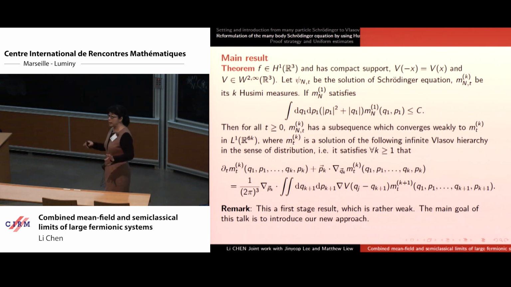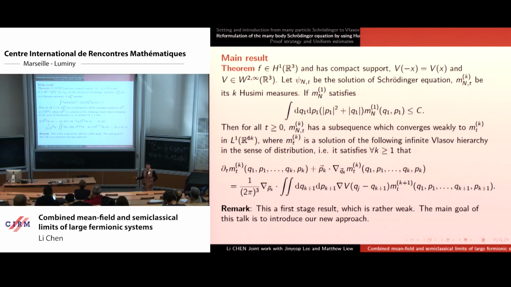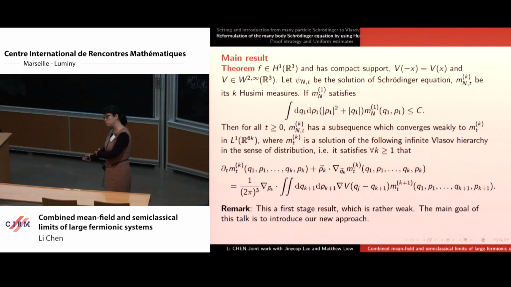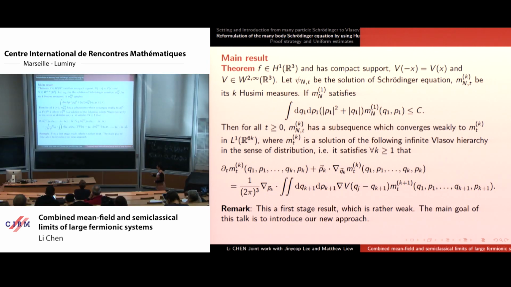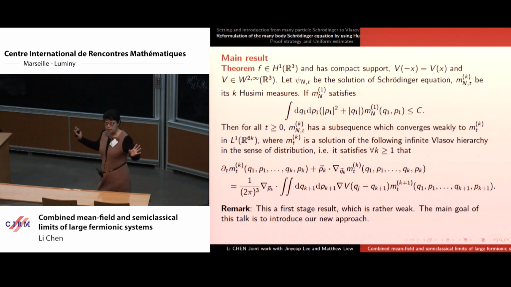Since we didn't make any further assumption on the initial data. If the initial data is additionally factorized, and if the hierarchy has a unique solution, then you get the Vlasov equation. So our main result looks like this. We need some moment assumption for the initial data. One particle is enough, because if the moments for the one-particle Husimi measure are bounded, then it works for arbitrary k, because it's symmetric.